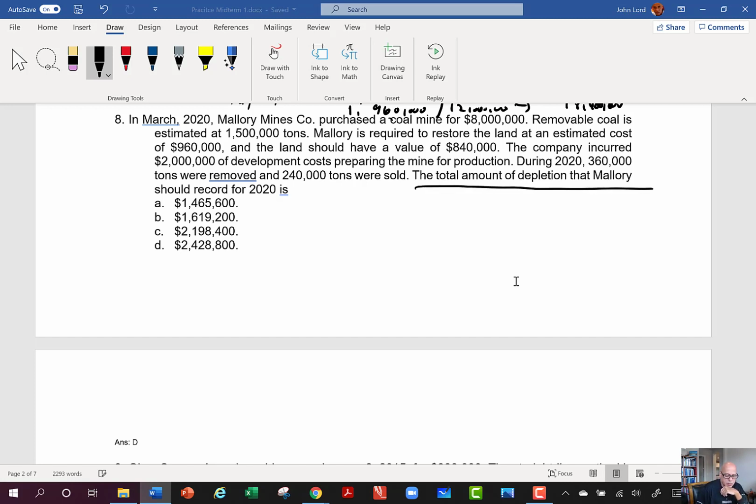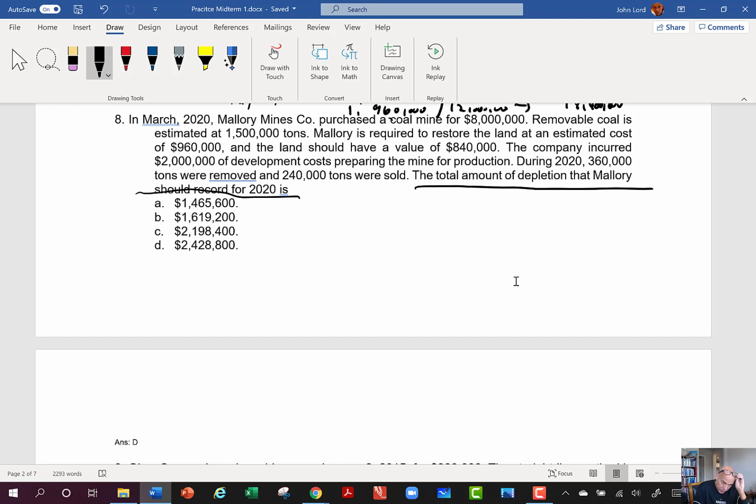And it's probably worth it to peek down. You don't have to do it this way. You're going to have plenty of time on your exam. So you maybe would read through the whole question and then read it again. But if you were trying to save time for some reason, you might jump down and look and say, okay, they want the total amount of depletion.